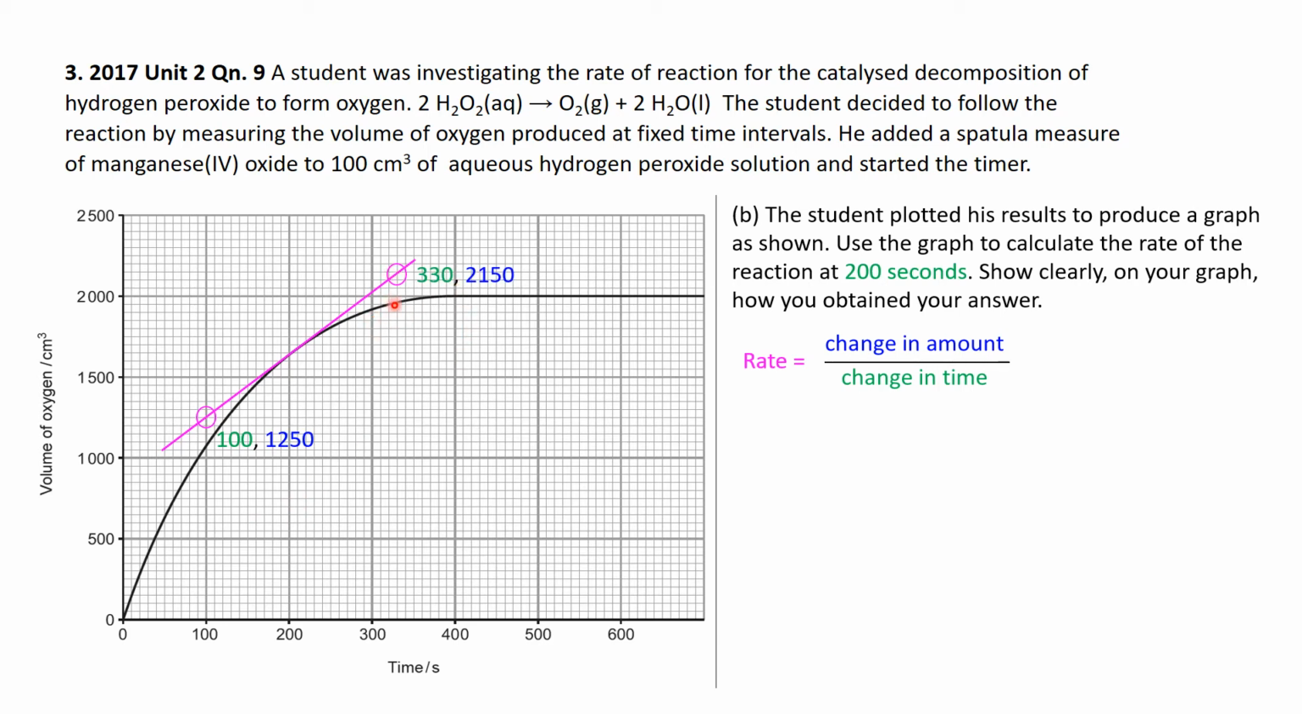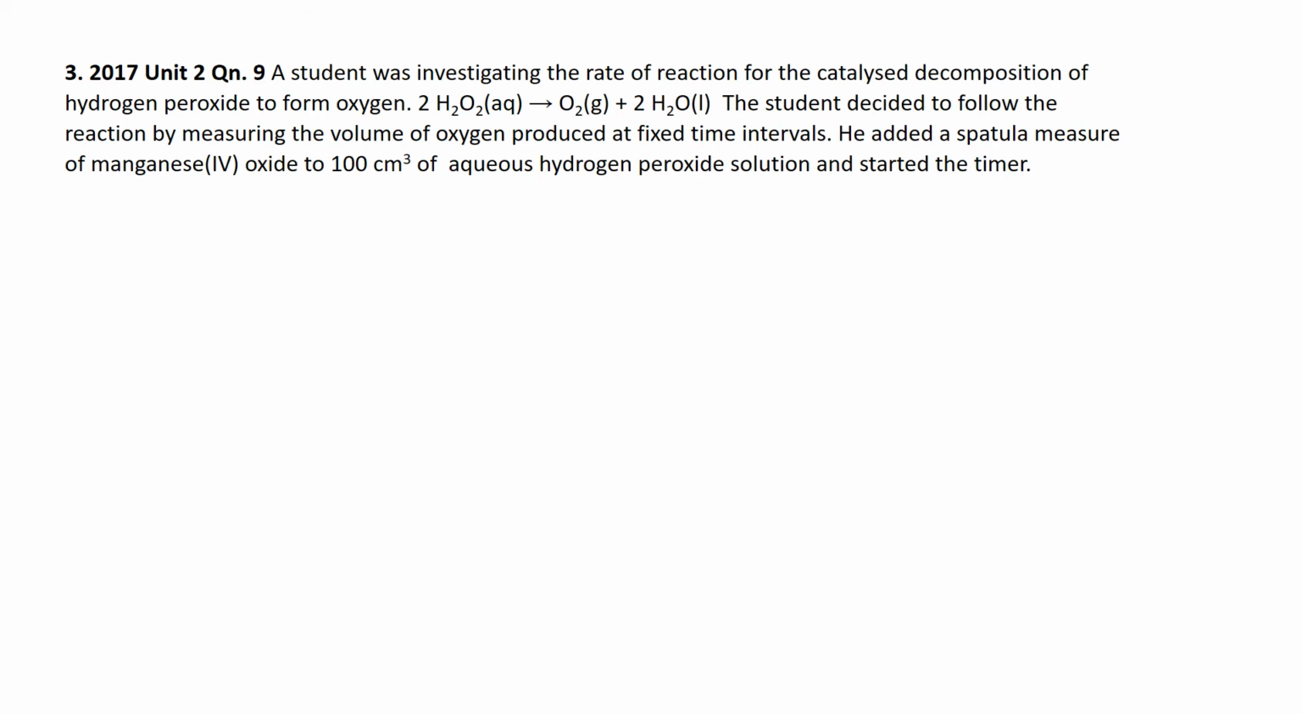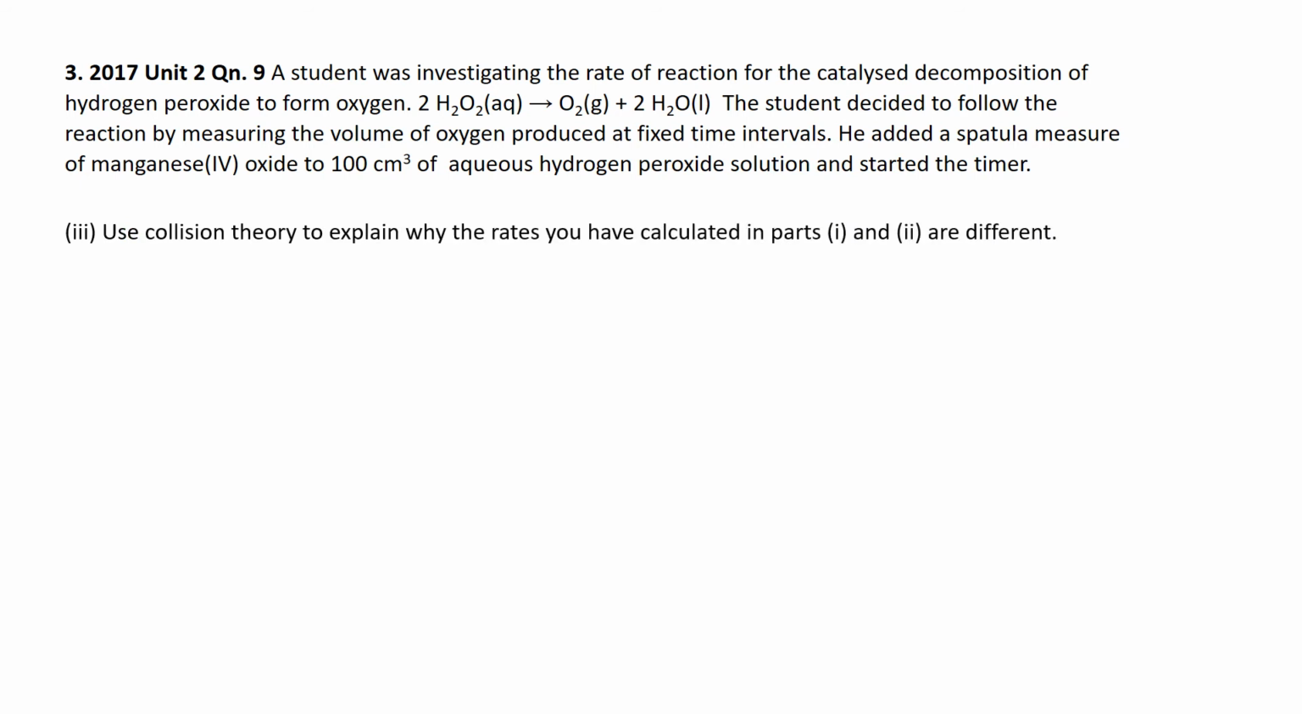Not quite as nice, not fully on one of these nice thick lines, but again, you've got 3 squares across there, so that's 330, and then you have 3 squares going up. Each one of those is 50, so 2150. So the slope of the line is 2150 minus 1250 over 330 minus 100, which is 3.91, and again the units, cubic centimeters per second. So the first one was much bigger than 3.91, which of course features in here. Why are the rates different in part 1 and 2?